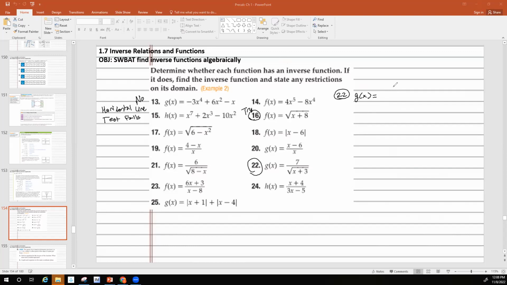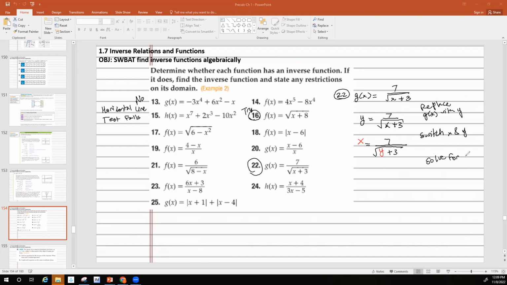So you actually did this, I believe in Algebra 1, and I know you did in Algebra 2. So what we want to do is change this g of x, the function, to a y. It's easier. And then we have 7 over square root of x plus 3. All right, so we changed that g of x to a y. And now we're gonna do the whole switcheroo. We're gonna switch the x and the y, and then solve for y.